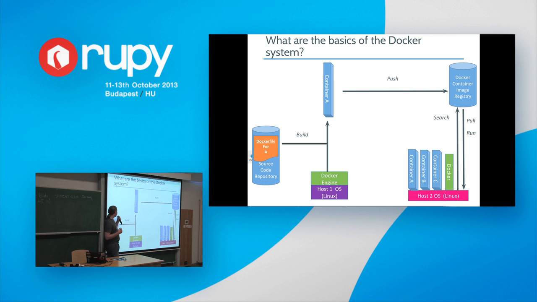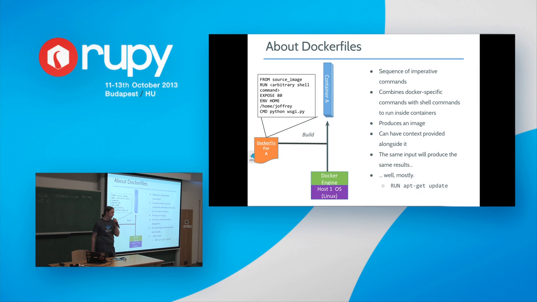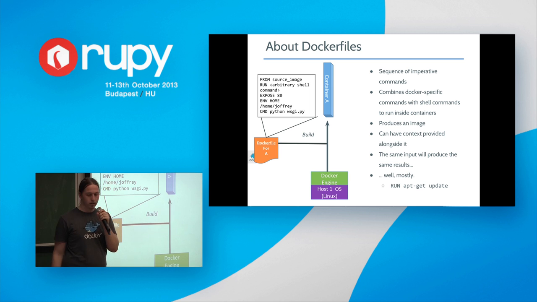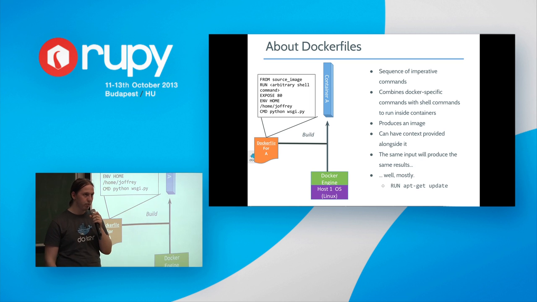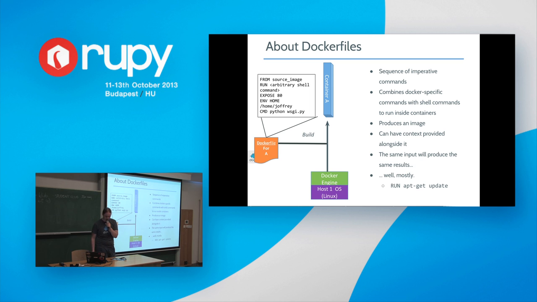So I'm going to zoom in on two things here. First off, I want to zoom in on Dockerfiles. A Dockerfile is a sequence of imperative commands. For example, we have RUN, an arbitrary shell command. We can expose a port. We can add an environment variable. All this runs in a container, and then it produces an image. We can have context provided alongside the Dockerfile. For example, if you have your application files, you can import them inside the container by using the context. And the same input will produce the same results.